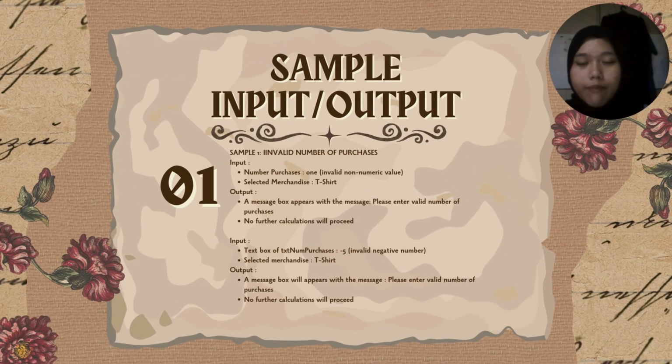Now we go to the sample input or output for the second form, which is the selected merchandise form, Savannah Safari Merchandise. First sample input or output is if the user enters an invalid number of purchases.